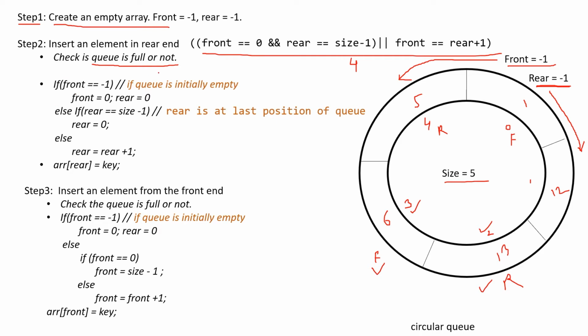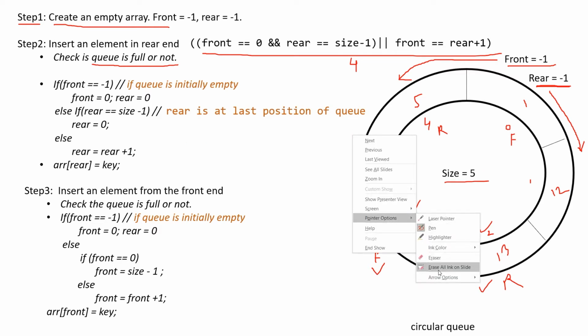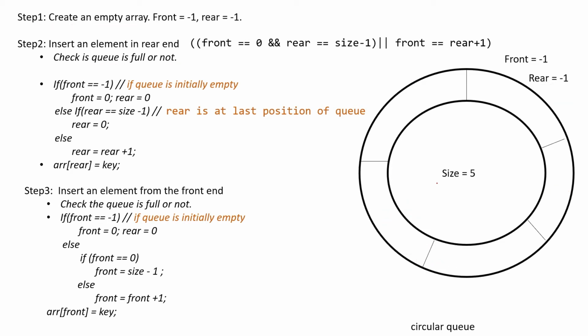If the queue is not full, we can go and insert an element at the rear index, right? So now let's insert one element and see how these things get inserted. Let me erase everything. Now suppose I want to insert an element at the rear end. At which position do you think the element will get inserted? The element will get inserted at the 0th index, right? So 0, 1, 2, 3, 4.